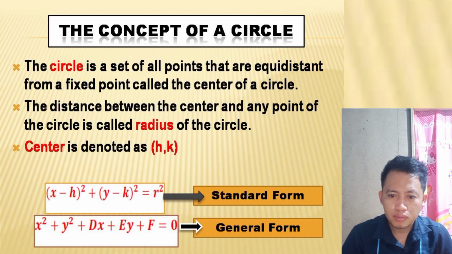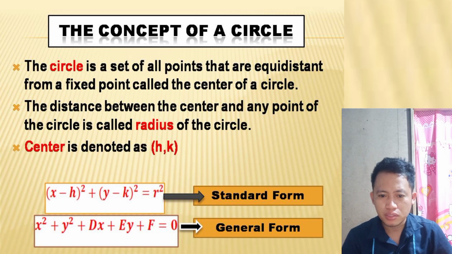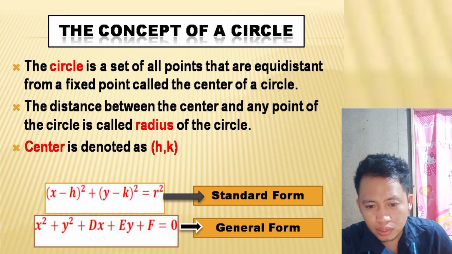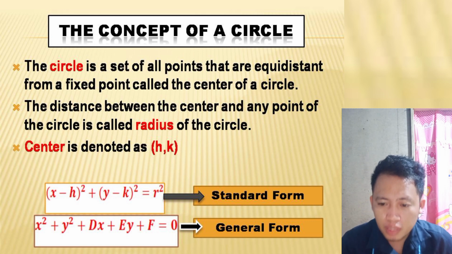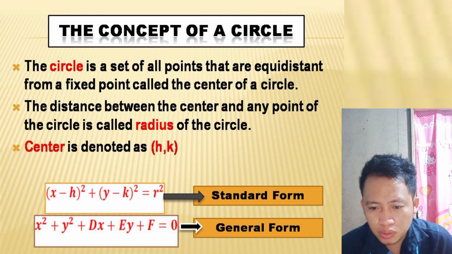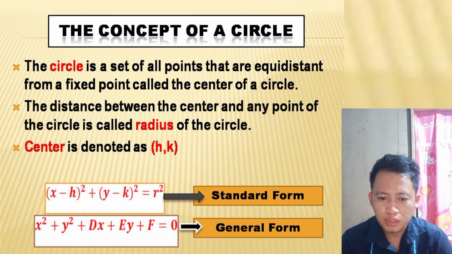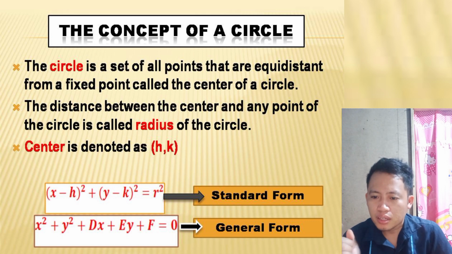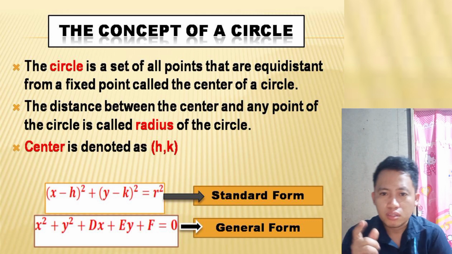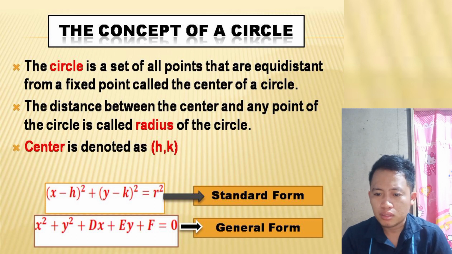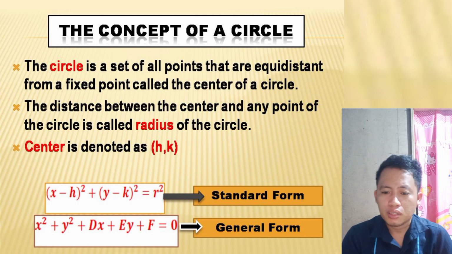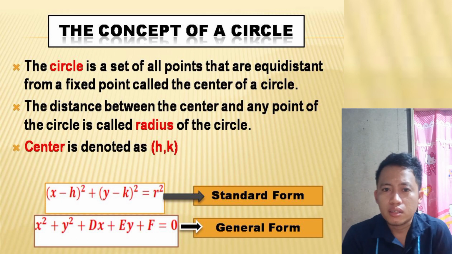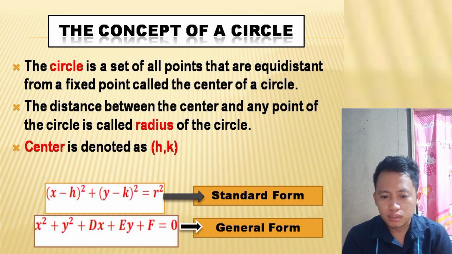This time we will proceed to the concept of a circle. The circle is a set of all points that are equidistant from a fixed point called the center of a circle. When you say equidistant, it talks about the same distance from the center to any point of a circle. The distance between the center and any point of a circle is called radius. So that is known as the radius of the circle. And the center can be written as the quantity of h and k.